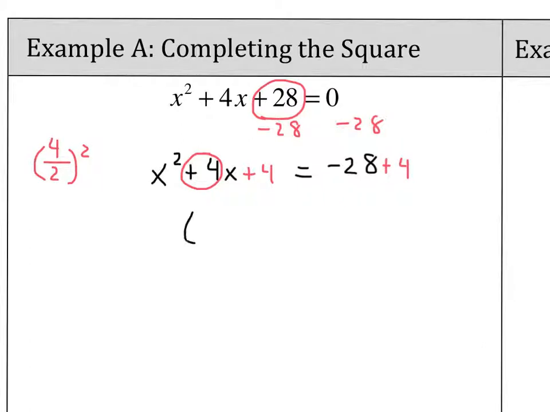So we get x plus 2 quantity squared. Where'd that come from? You square root this, and you square root this, and always take this operation. If it's a minus, it would be a minus there. And the other side is no big deal, -24. So now we square root. At this stage, do not forget plus or minus. If you forget, I punch you in the neck.